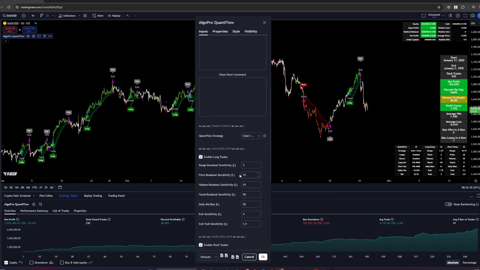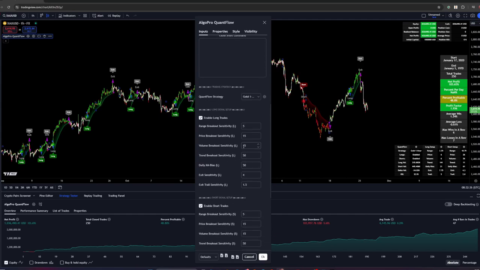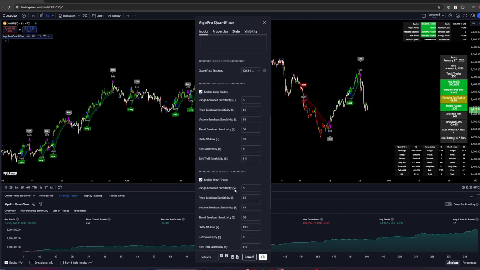If you're going to use the manual settings here, make sure your QuantFlow strategy is set to manual. That way, when you change these values, they will actually be applied to the chart. If you change these values and you have a preset like our gold 1 hour here, anything you change here won't be actually applied to the chart. So make sure you have that set to manual if you want to create your own strategy.